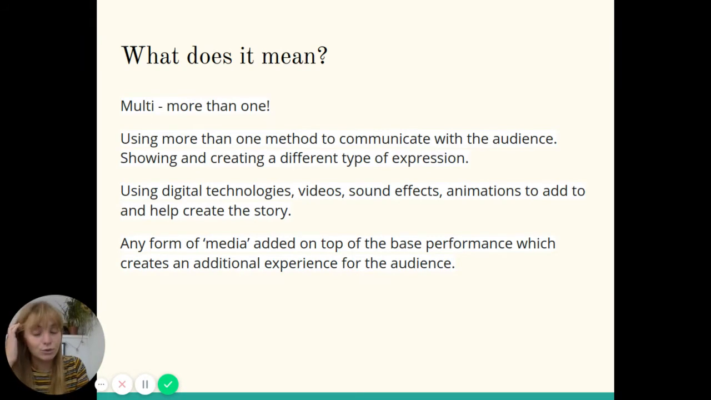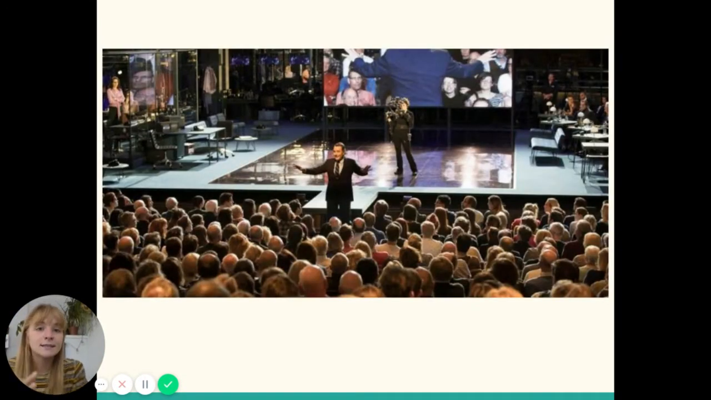which creates something extra for the audience. Now, there's an example of a multimedia performance here. This is from a play called Network, which was at the National Theatre featuring Bryan Cranston, who's that man you can see at the front. This was about a man who was a news reporter. And the idea of the performance is that he's always being followed and he's always being on air.